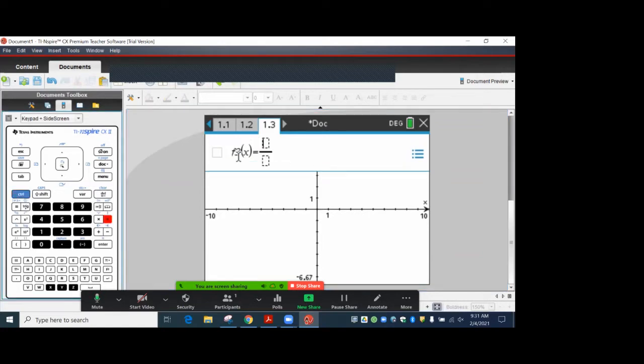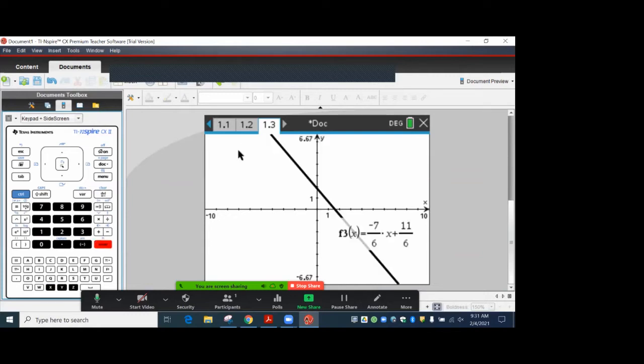So we're going control divide, minus 7 over 6. Make sure you get out of your fraction, x, and then plus control divide 11 over 6. All right, so we're gonna hit enter, and then what do we always hit? Menu 5-1. So menu 5-1, and then we're typing in the x's of the points they give us.